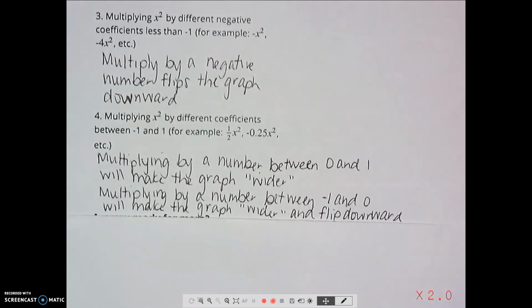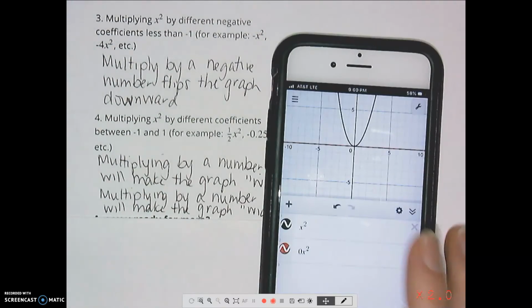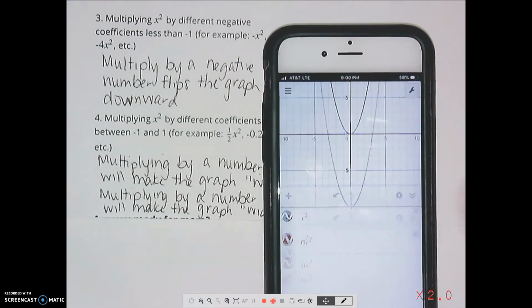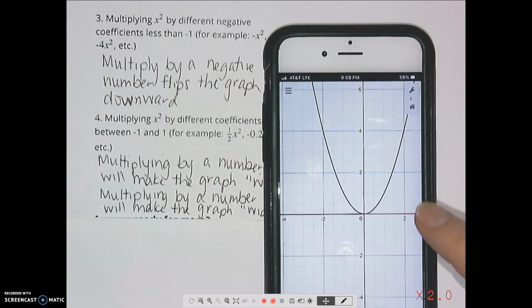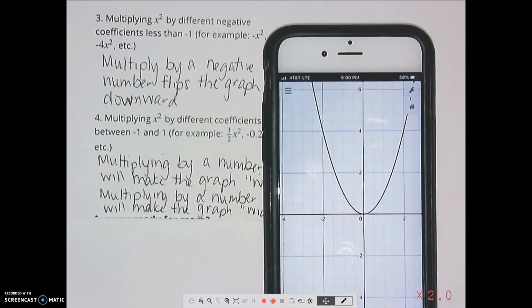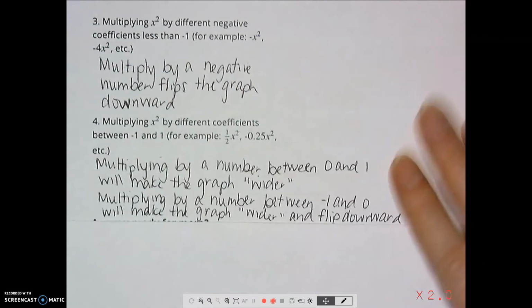Okay, what happens if we multiply by 0? If we have 0x squared, I'm going to zoom in a little bit here. You're going to notice that it's just the x-axis, so that's just a horizontal line. Well, that makes sense because if you're multiplying something by 0, it's just going to be 0, and it would not need any sort of shape to it. Okay?